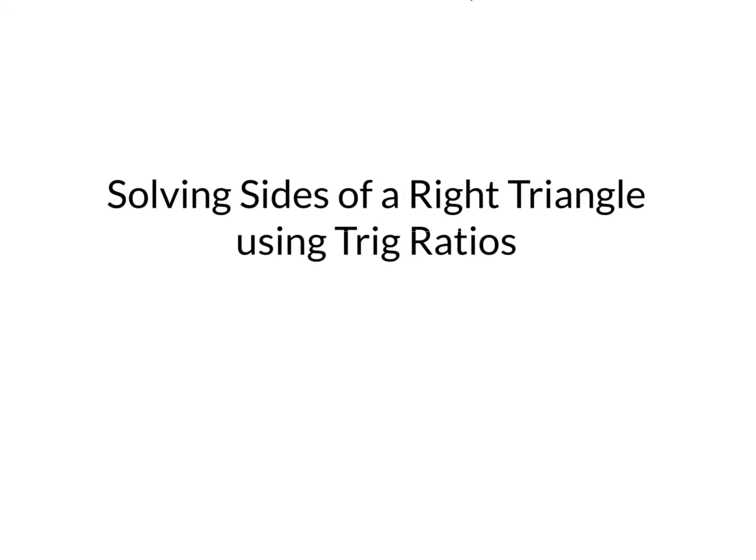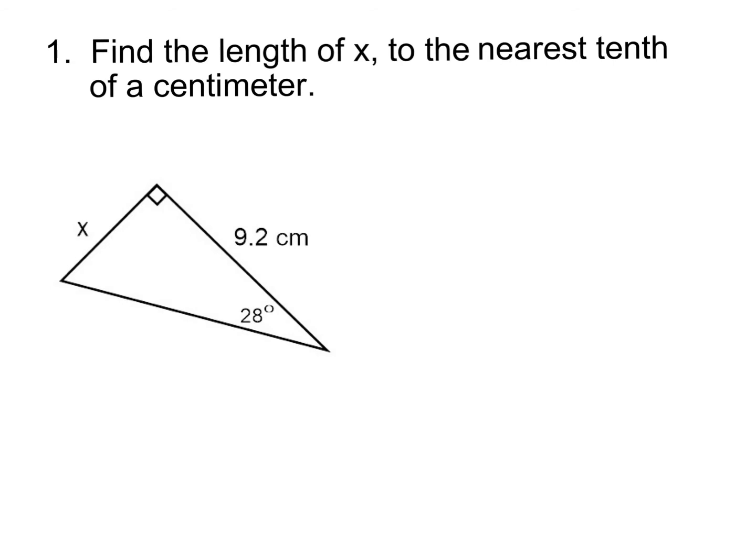Today we're going to be solving sides of a right triangle using trig ratios. Find the length of x to the nearest tenth of a centimeter. So tenth means you want to find it to one decimal place. So keep that in mind when we are finding our final answer.